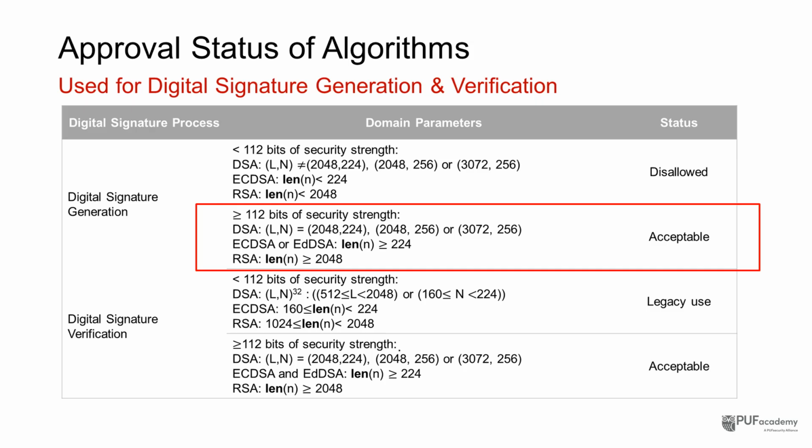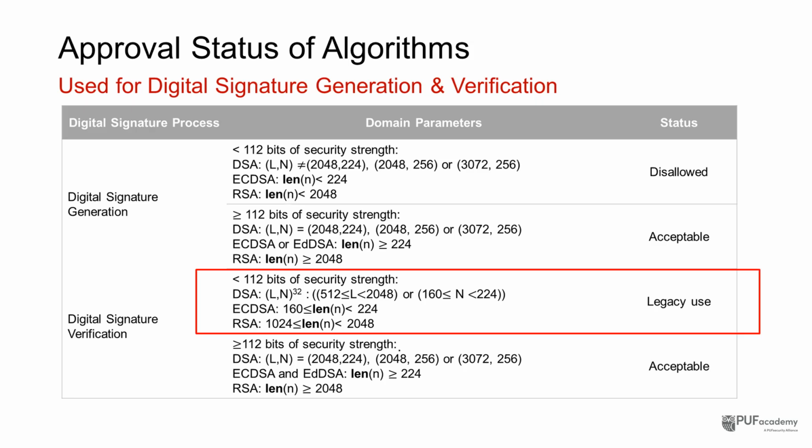This requires DSA to use specific domain parameters, such as 2048/224 or 3072/256, ECDSA key length to be 224 bits or greater, and RSA modulus length to be 2048 bits or greater. Second, let's look at digital signature verification.